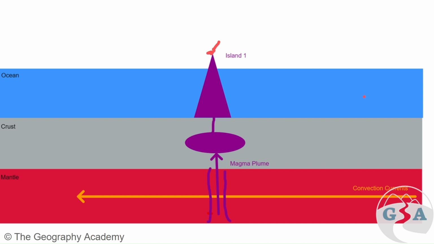So the eruptions on island 1 are formed in the middle of the ocean away from a tectonic plate boundary, which goes against our initial theories on volcanoes only appearing on boundaries. So this one was far away from one.